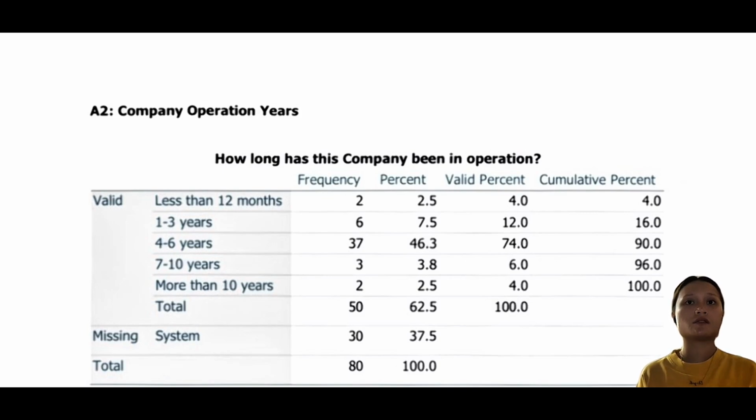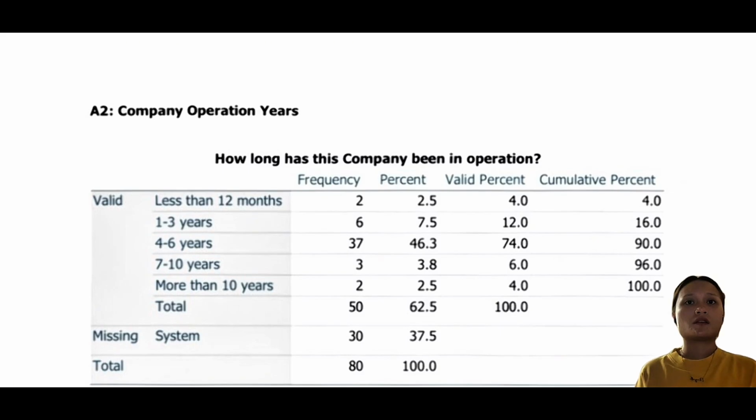First, looking at our result, we had 80 respondents participate in this study. However, we asked the question, how long has this company been in operation? Only 50 of those 80 respondents provided a complete answer. This means that 62.5% of our participants gave us an answer to this specific question.